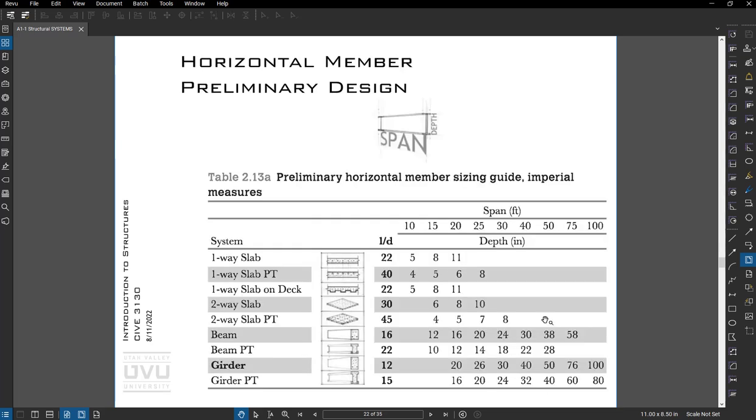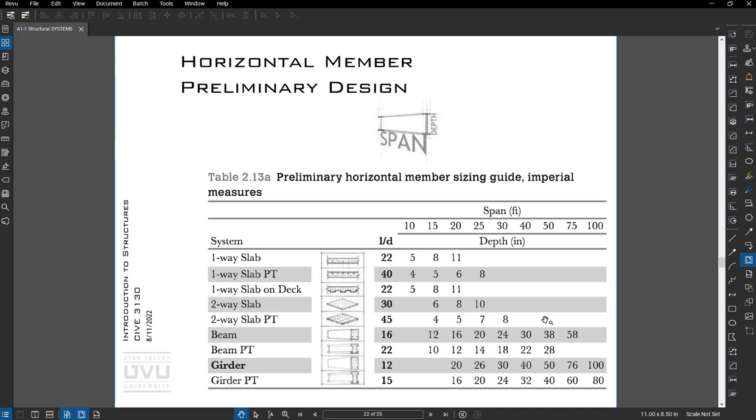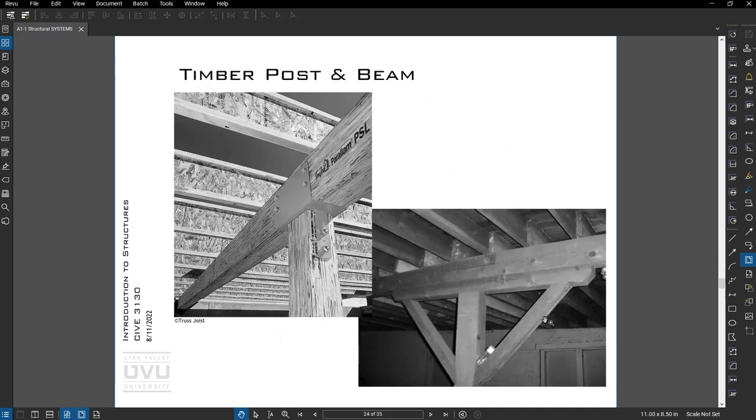Here's some preliminary design guidance for concrete beams and then columns as well. And again, these are just starting points for design, just to give you a gut feel of how big something's going to be for a given span, or number of stories in the case of the columns.